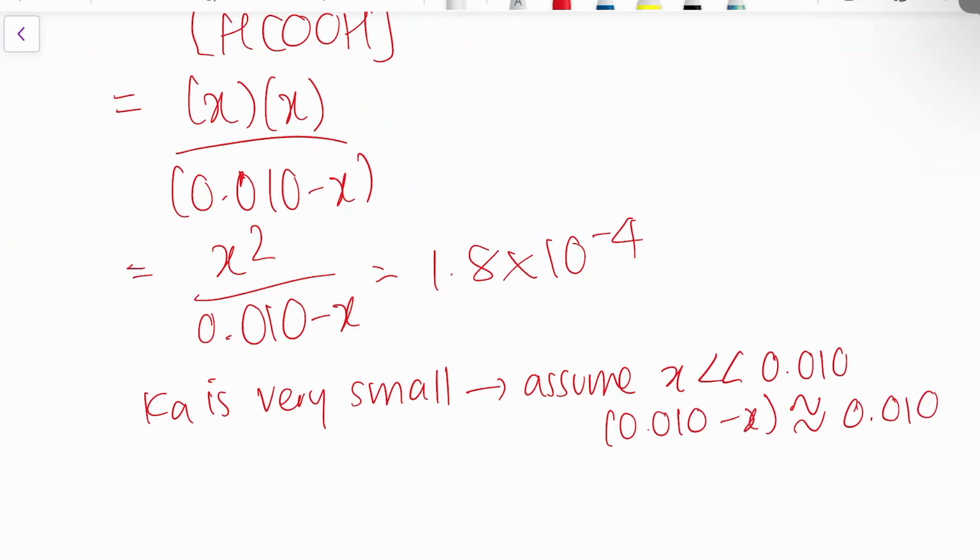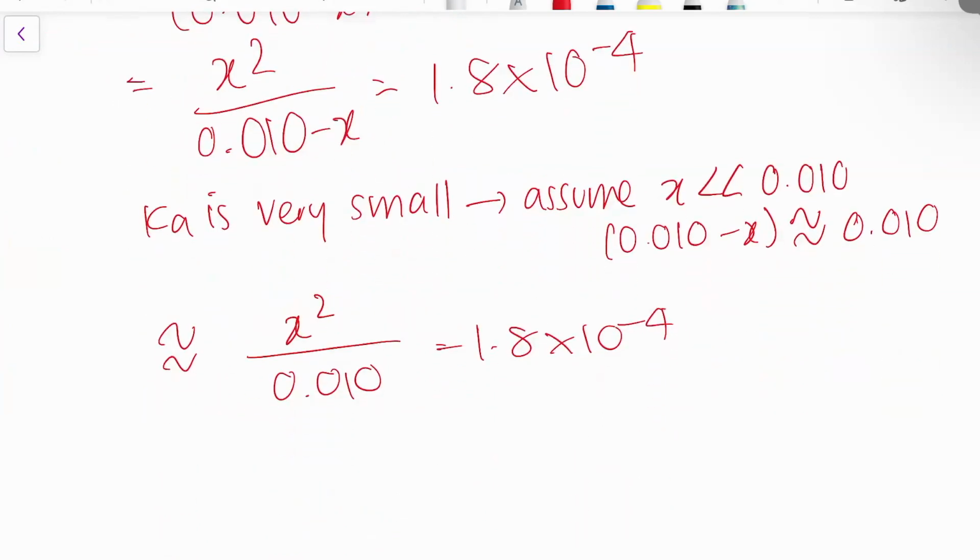Then I'll put it back in the fraction. So this is approximately x squared on 0.010 equals 1.8 times 10 to the minus 4. And then how do I solve for x? Multiply both sides by 0.010 and then square root that. Yes.